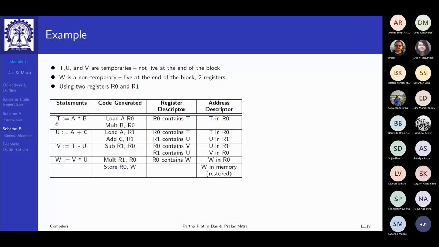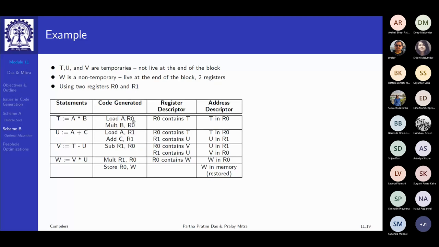So T is assigned A star B. So what will it do? What is the register descriptor and address descriptor at this point? You do not have anything in the registers right now. Everything is in memory. So if you call get reg with A star B, A is not in a register. So you will come to the second condition, which is getting an empty register. So you get an empty register R0. So you'll have to load A into R0.